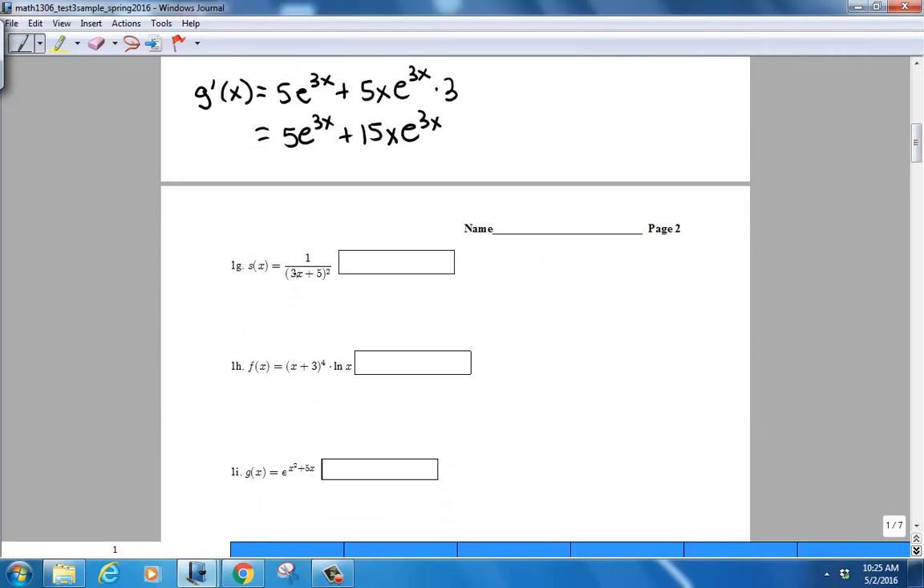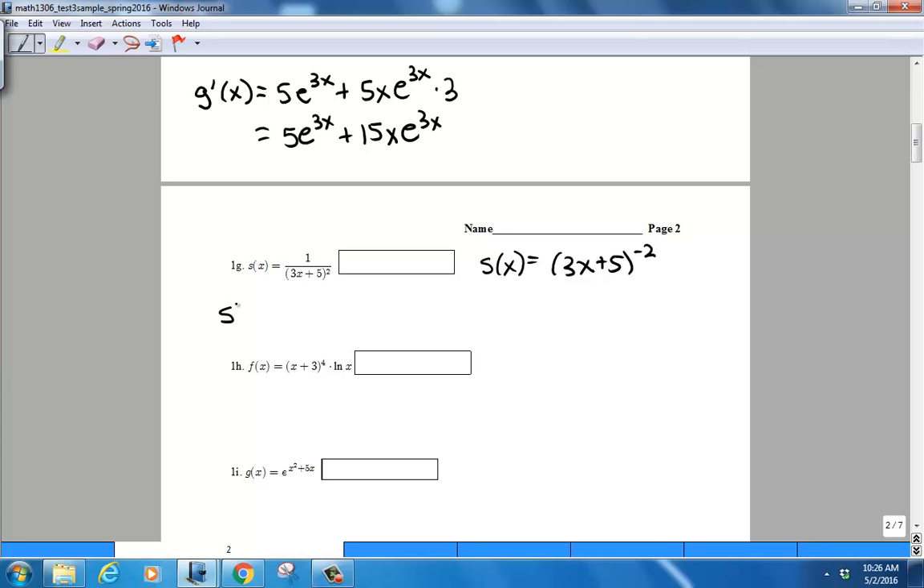But if you look at the g there, right, okay, there you've got 1 over 3x plus 5 squared, right? So the first thing you're going to do is rewrite that as 3x plus 5 to the minus 2 power. You don't want to leave that 3x plus 5 in the denominator. That's going to complicate your life, okay? So write it as 3x plus 5 to the minus 2 power, okay? And then you can just apply the power rule, you see, to find the rate of change of this function.